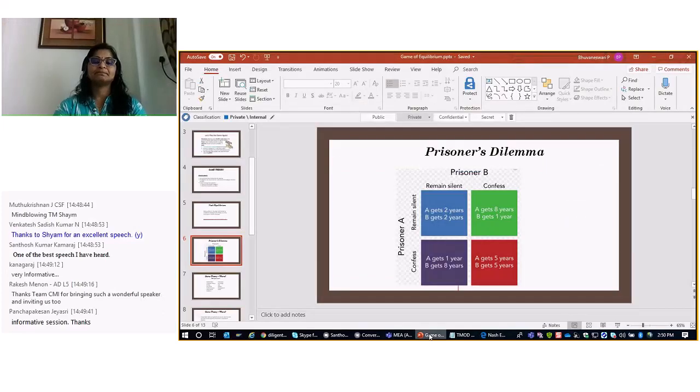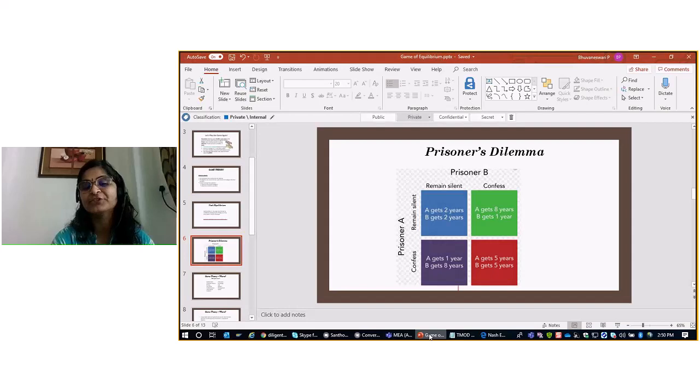So, the prisoner's dilemma. There is a prisoner A, Tom, let us assume, and a prisoner B, Nick. These two are partners in a crime, and the court could not decide who committed the crime. Because nobody has confessed and they couldn't find out through evidence, they have decided to give 2 years of jail to both of them.